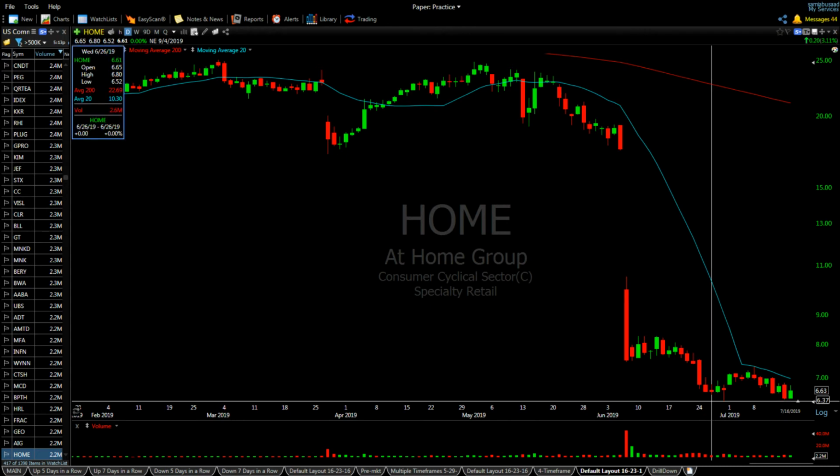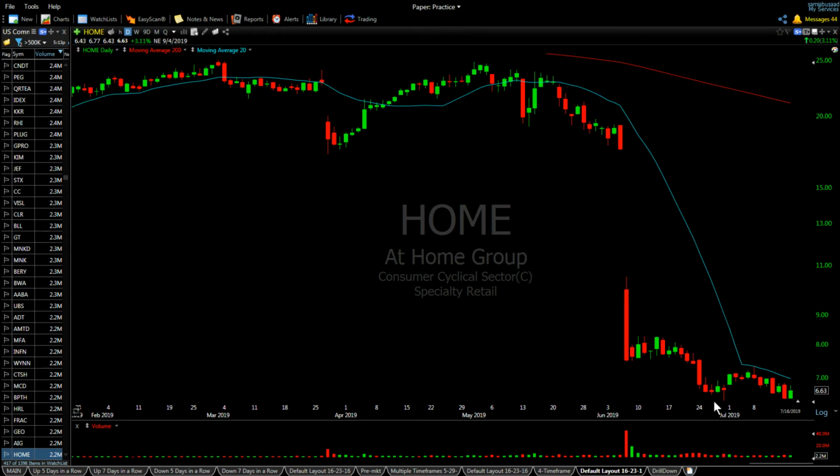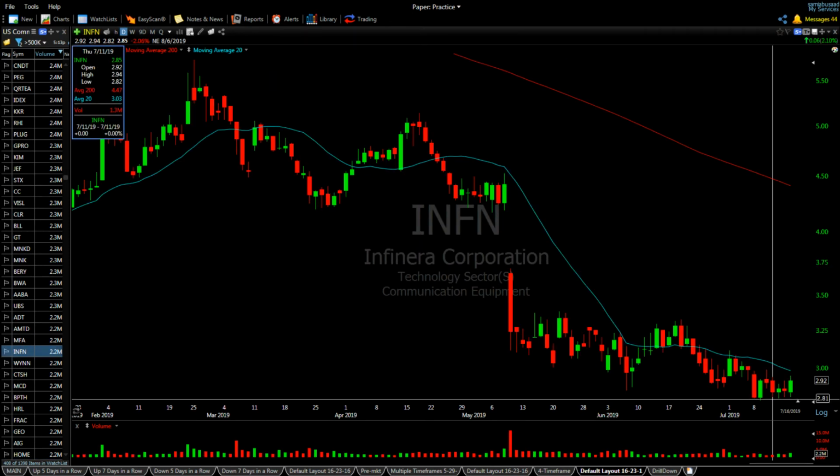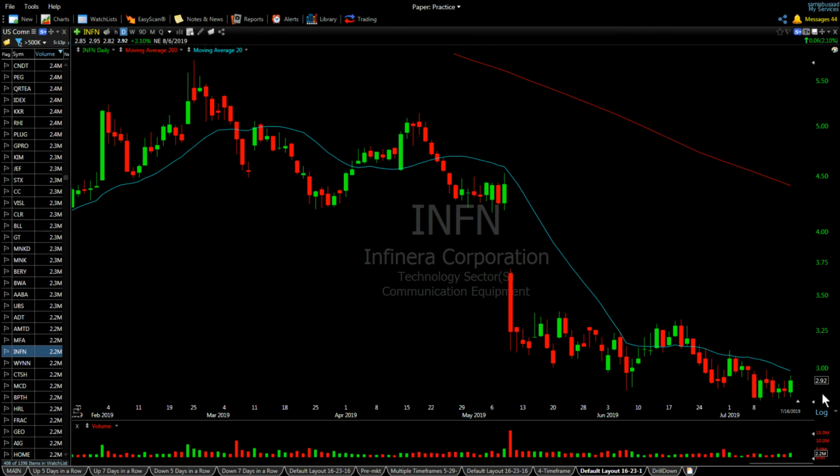Home is a breakdown under the base. Looks okay. What else? So I have a bunch. INFN is a breakdown if it negates today's bar and breaks under the base. It's at all-time lows. Looks great, but it's a big bar to negate, so I don't think this is going to happen tomorrow. It might happen the day after.